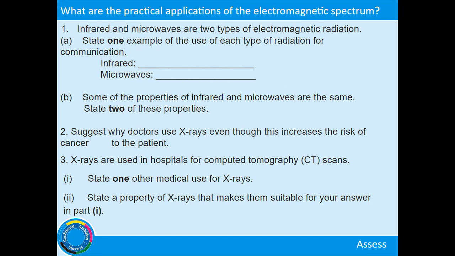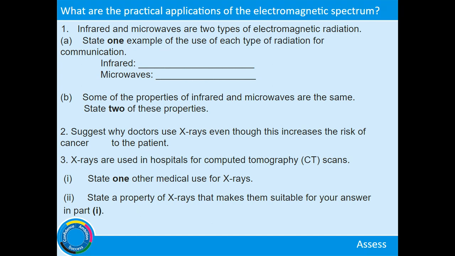And then number three says x-rays are used in hospitals for computed tomography, which is CT scans. Okay, so you may have heard of a CT scan before. State one other medical use for x-ray. So besides using it for a CT scan, how else do doctors use x-rays for medical reasons?